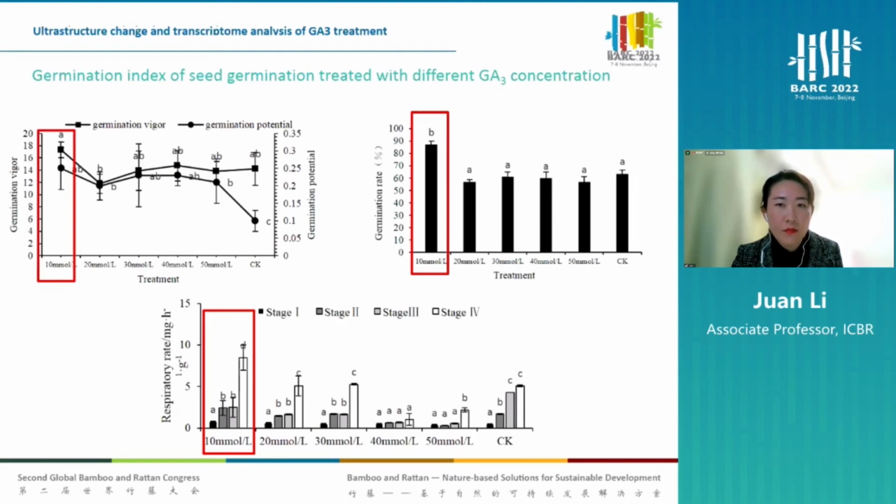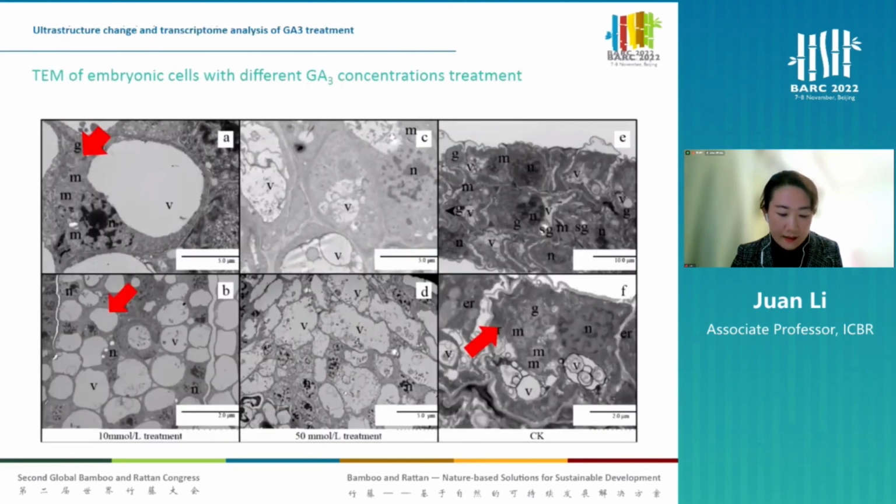We found the 10 mol per milliliter GA concentration had the highest germination index. After the treatment with 10 mol per milliliter GA, the number of mitochondria increased and storage substances of cells degraded in the seed germination process. After the treatment with 50 mol per milliliter, no other organelles were observed. Each cell is full of fluid, and the internal structure of the cell is chaotic.